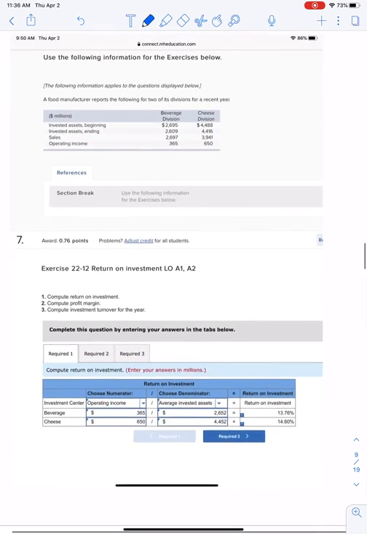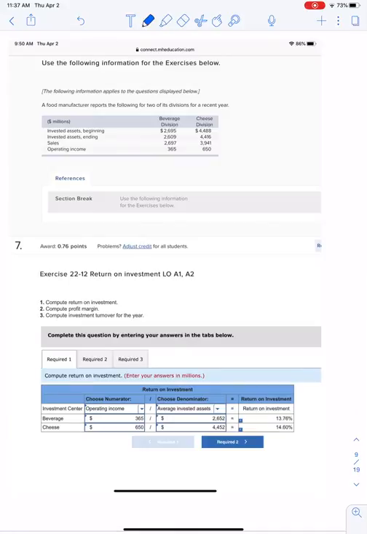Now for the next question here, we're going to look at how we calculate return on investment. So for our investment center, what we see is that my operating income is $365. So for beverage, I'm just going to drop that $365 right there. For cheese, I'm just going to drop the $650 right there.